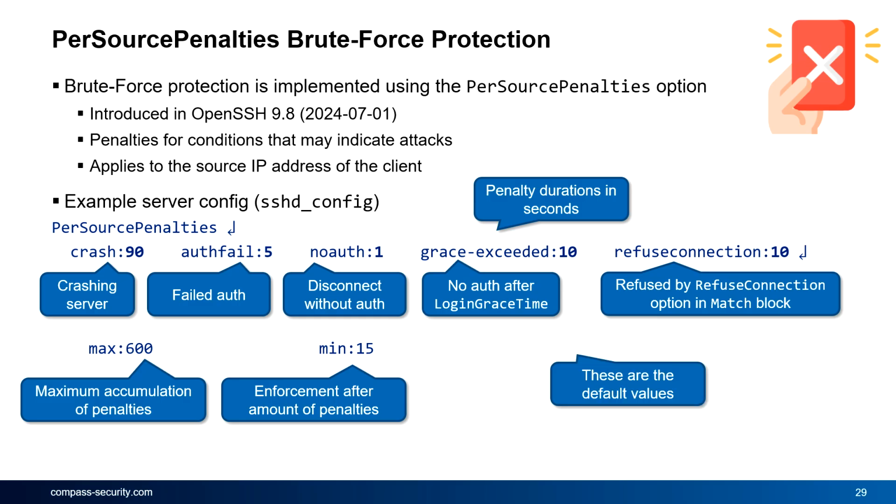And the values we see here, these are the default values that are directly applied if you install SSH on your system. Then there's also an option you can use to exclude certain IP addresses or IP address ranges. For example, you may want to exclude your management network or some jump host so that you don't have issues where you lock yourself out.